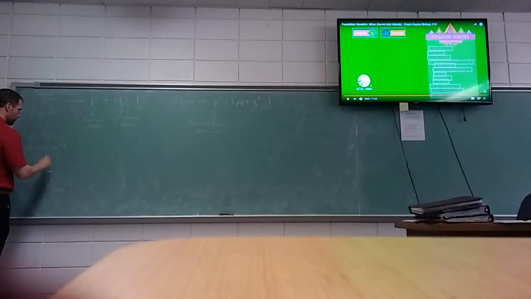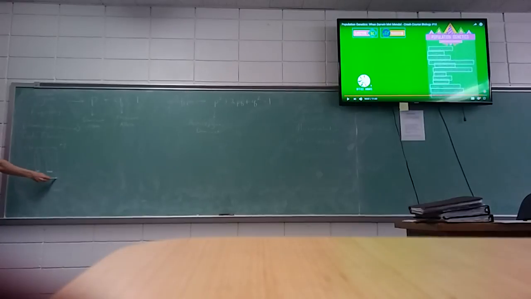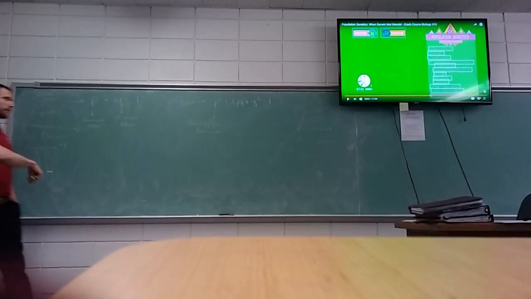So cystic fibrosis is a homozygous recessive disorder, which means that to have the phenotype, to have the disease, you have to have 2 of these. So basically, that will be what Q squared is.